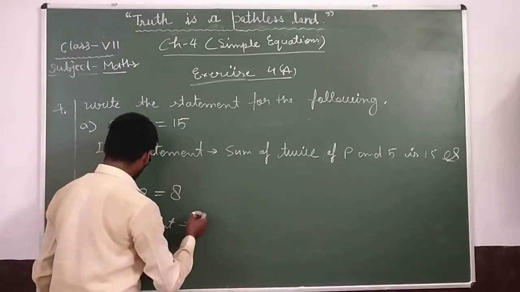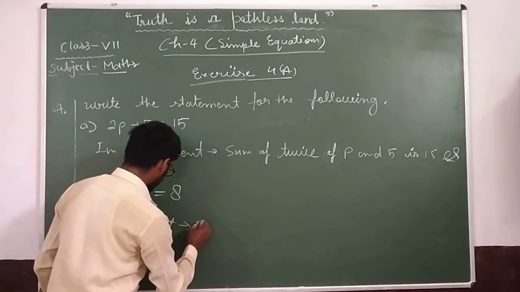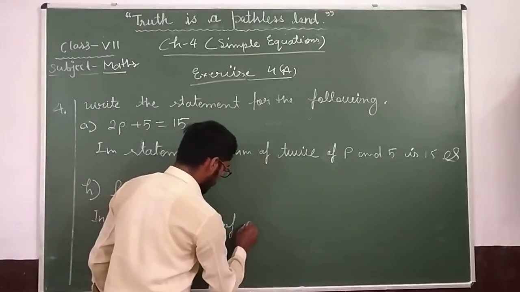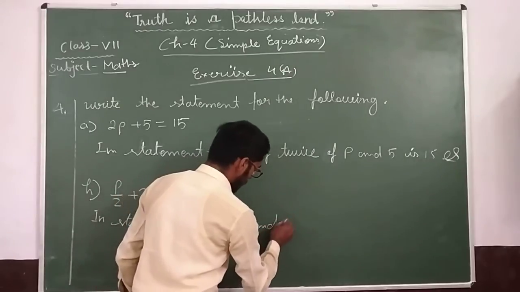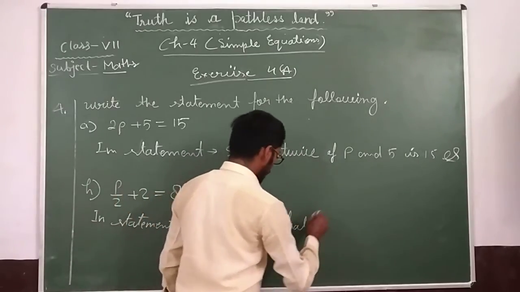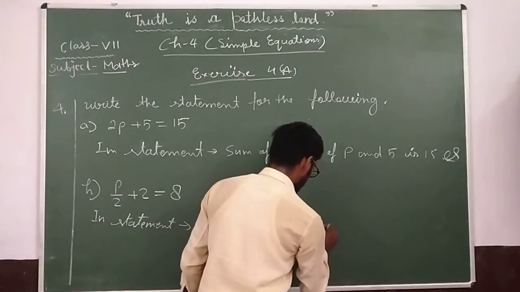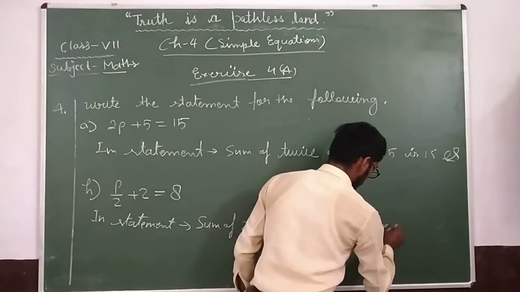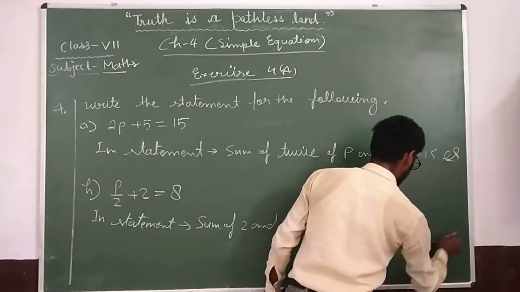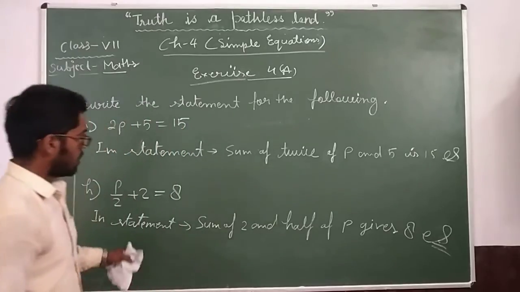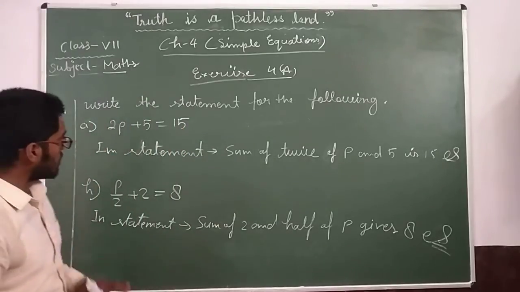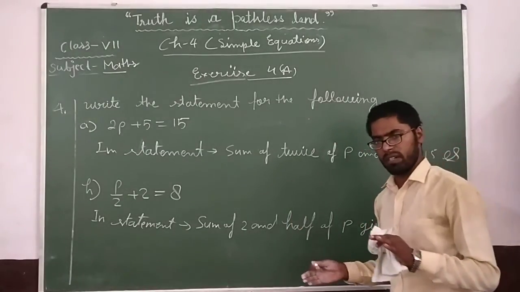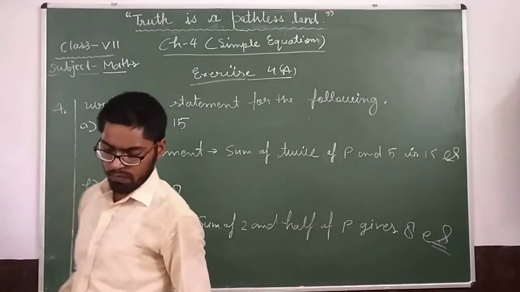Okay, so I am going to write here: the sum of 2 and half of p gives 8. That is your answer. So statements can be different. Don't worry, okay? Because ideas and words are different for everyone. Okay. So let us solve the next question.